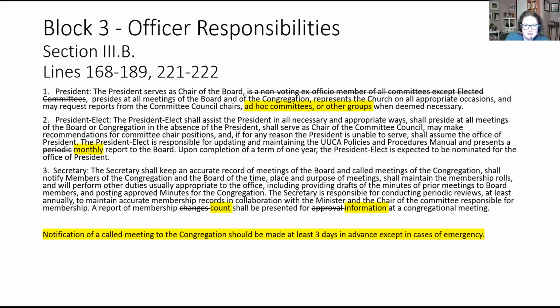The floor is now open for discussion, and our first question is from Marika. Hello, I'm a fairly new member of the church, and I was struck by the presentation of the budget, that about 30% of the income of the church was coming from friends. When the secretary gives a report of membership count, has the congregation ever also included a report of friends count? How are the friends of the church incorporated into the reporting of our congregation?